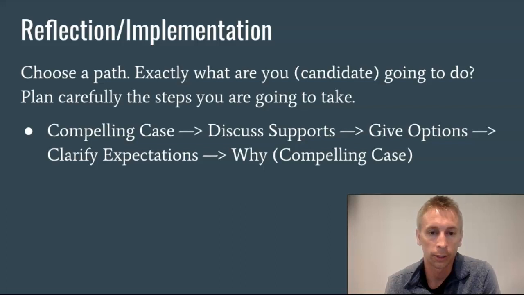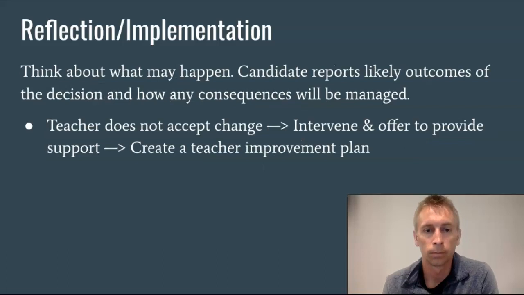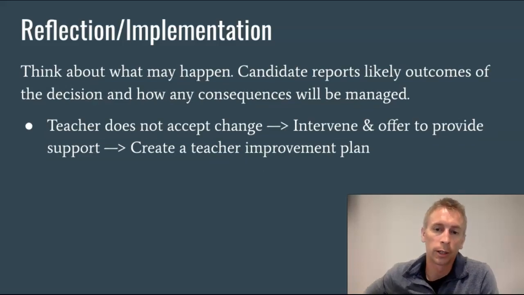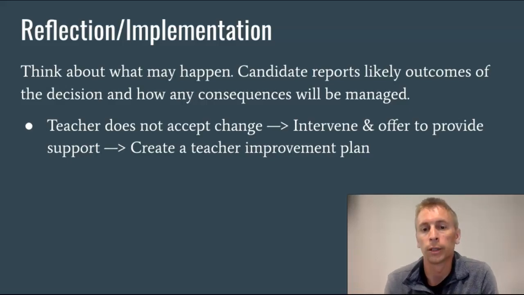Don't give them full autonomy, but give them some options to choose from. Don't just give one option, give multiple options, give them some choice there. And then clarify expectations. If things aren't followed through with, what are the consequences going to be? And then, again, just end with that compelling case that you're hoping will get you the buy-in that you need. If teachers don't accept the change, you've got to intervene, offer to provide that support, and then I think if you have to, you create a teacher improvement plan and go from there. If teachers aren't going to buy in on their own, then you need to come in and offer them more support.